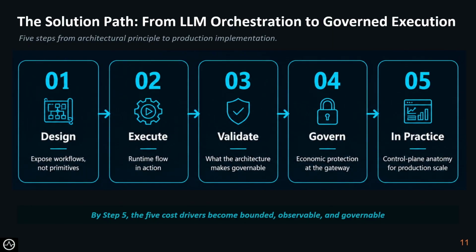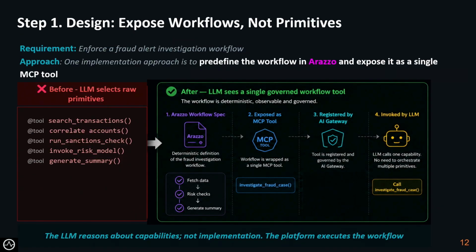Now see the problem-to-solution path. I'll walk you through this five-step path from architecture principle to production implementation. First, we design the system differently by exposing workflows, not low-level primitives. Then we look at the runtime execution flow, where the agent calls a single business workflow instead of orchestrating every step itself. After that, we validate what changes when orchestration moves outside the model boundary, and then we add governance, runtime boundaries, budgets, retry limits, loop detection, those kinds of things, in step 4. And finally, we look at how this control plane architecture works in practice in production, right? By the end of this path, the five cost drivers that I have shown you become bounded, observable, and governable, okay? So let's start with the design.